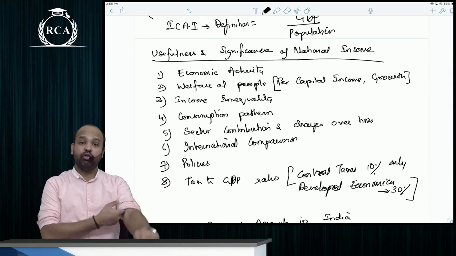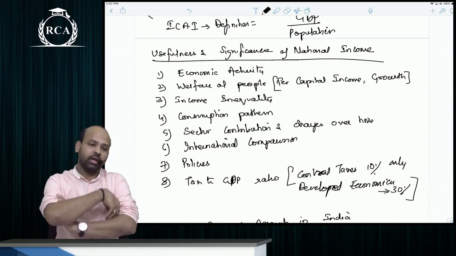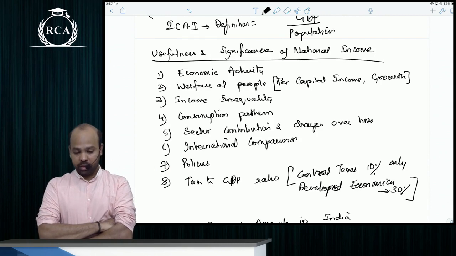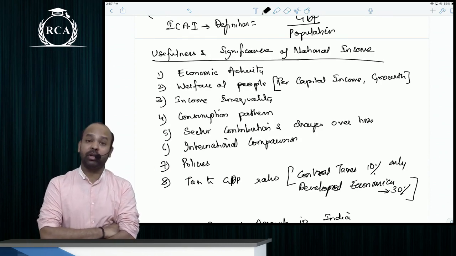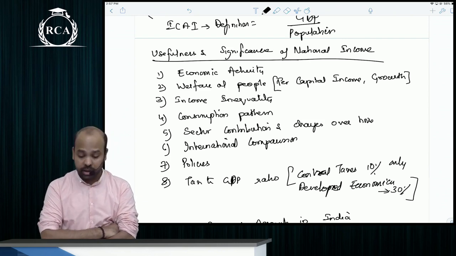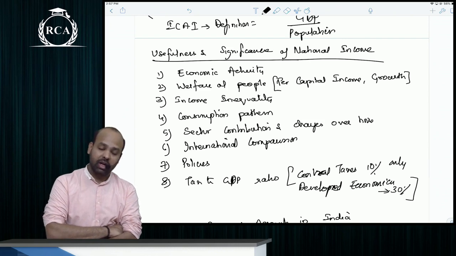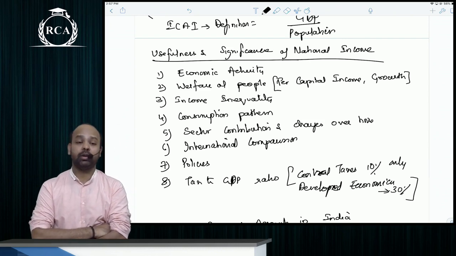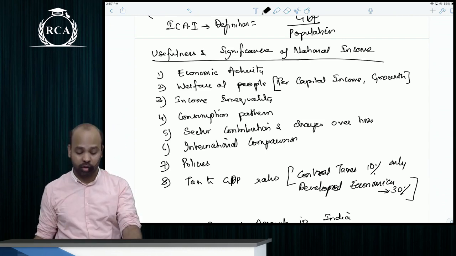After that, we moved on to the usefulness and significance of national income. That is the last topic that we did in the day. National income is a measure of economic activity and a measure of welfare of people. Income inequality, consumption patterns, how different sectors are growing, and international comparisons can be assessed, and policies can be formulated based on different economic indicators.